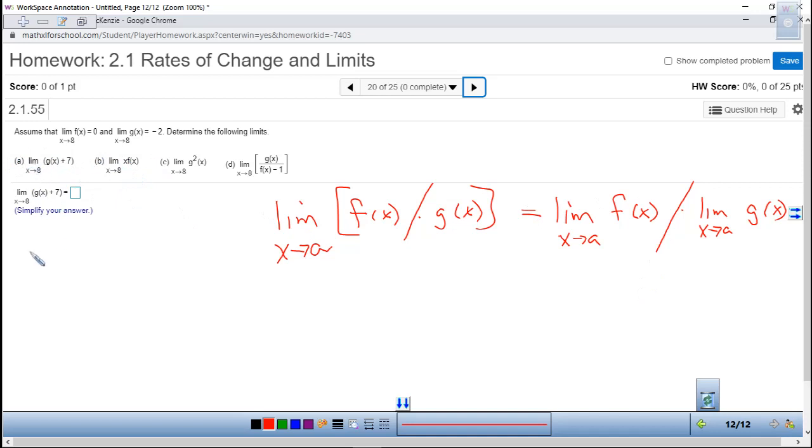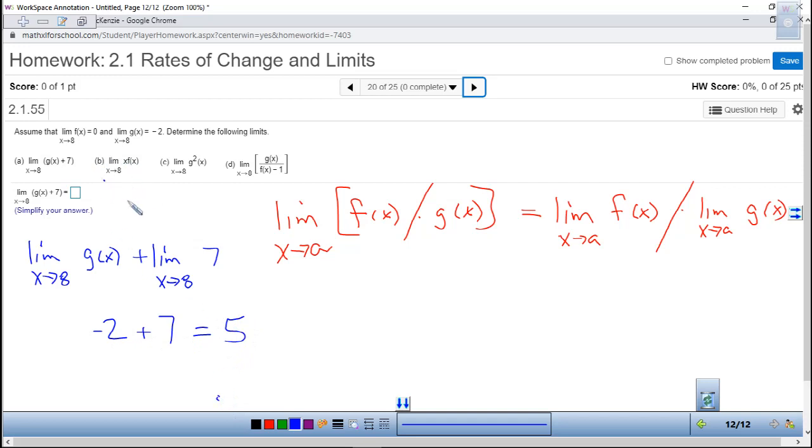So for instance, the first one here, we've got the limit as x approaches 8 of g of x, and then I'm going to go ahead and split this thing up. Like I said, you don't have to write all this out, but this is the way you're thinking about it. Plus the limit as x approaches 8 of 7. Now we already know the limit of a constant, regardless of what x is approaching, is going to be that constant. So that's going to be 7. And the limit as x approaches 8 of g of x, well, they told us it's negative 2. So all we have to do is add, and we get 5.